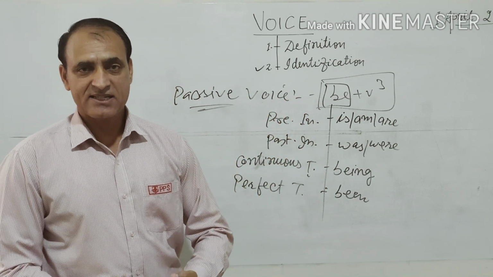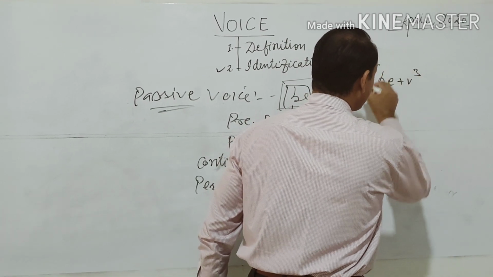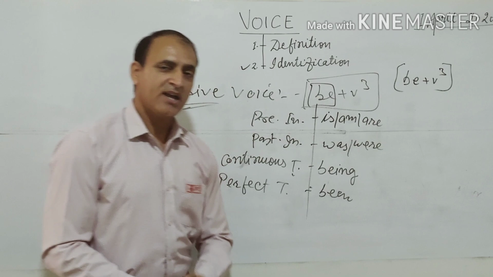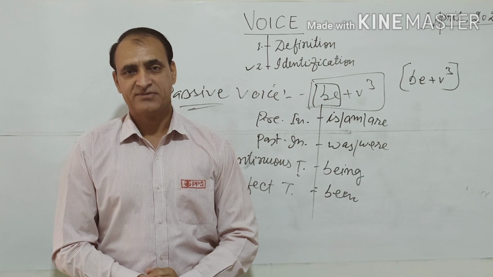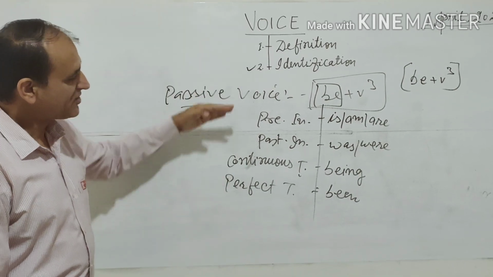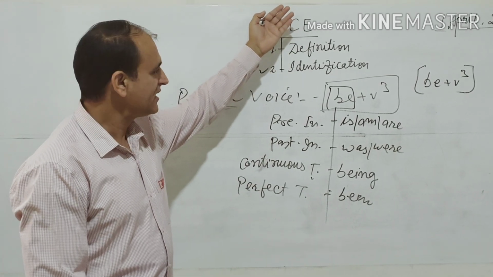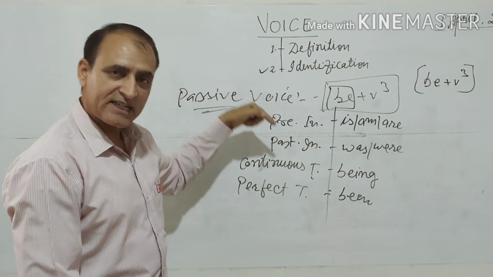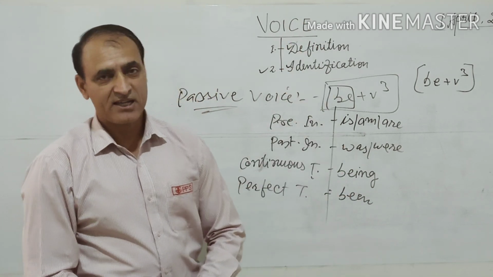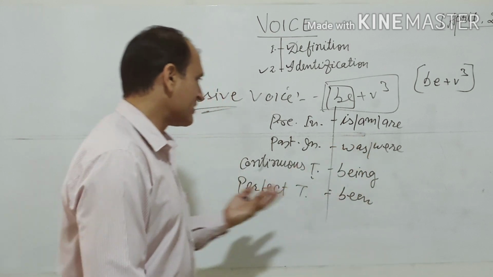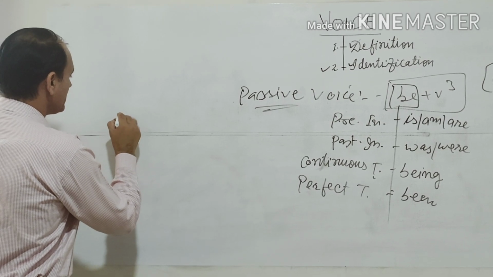So any sentence in which you find any form of B followed by the third form of the verb, make sure that sentence is in passive voice. Otherwise, the sentence is in active voice. So today, this much is enough for you. What is the definition of voice? And what is the definition and difference between active voice and passive voice? So we learned definitions and we learned how to identify active from passive. Let's take 1 or 2 more examples so that things become a little more clear.